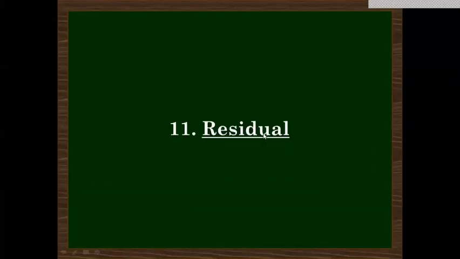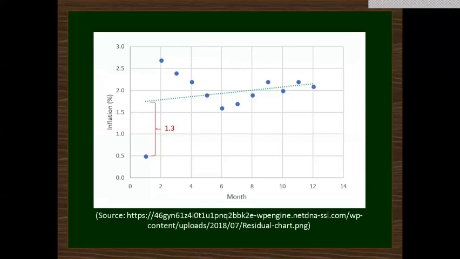Our last term is residual. A residual is a measure of how far away a point is vertically from the regression line. It is simply the error between a predicted value and the observed value. So here we can see the predicted value could be something around here, and the observed value which you got is here. So there's a difference of 1.3.